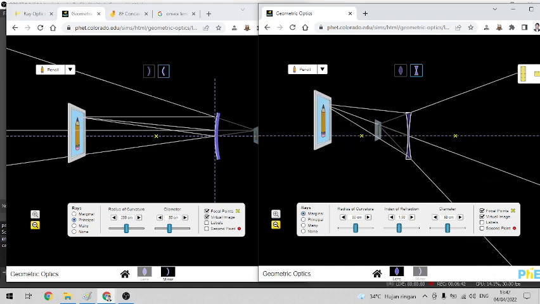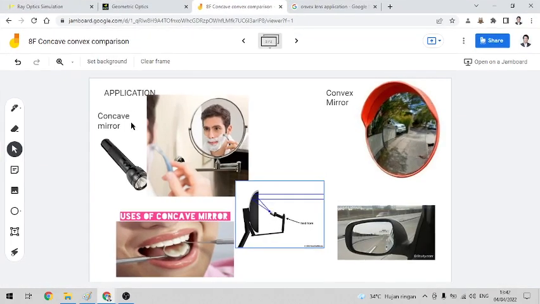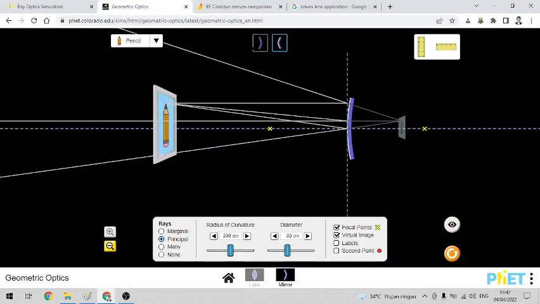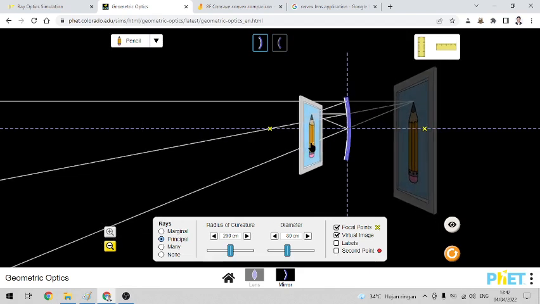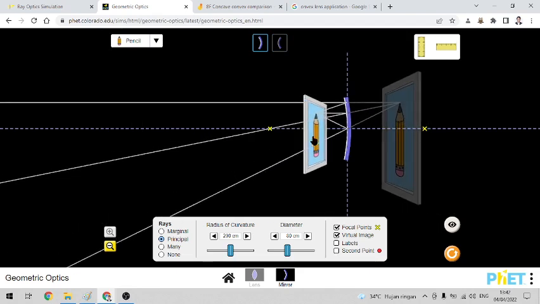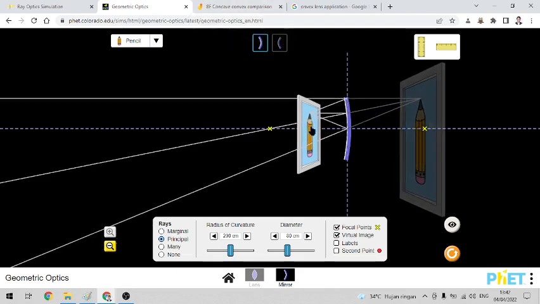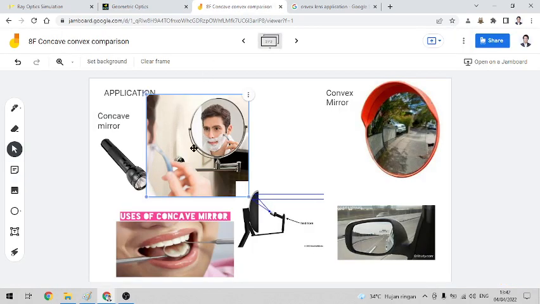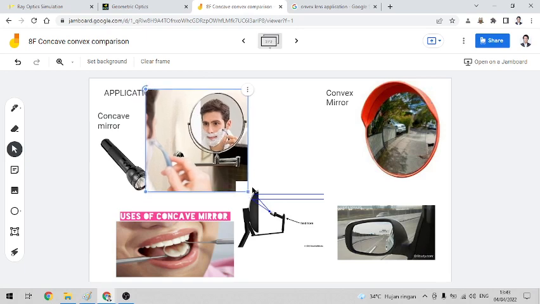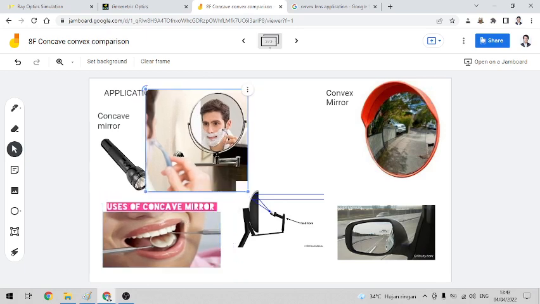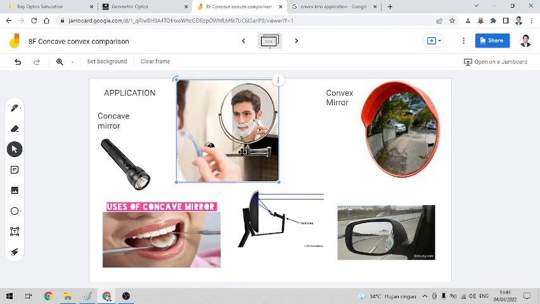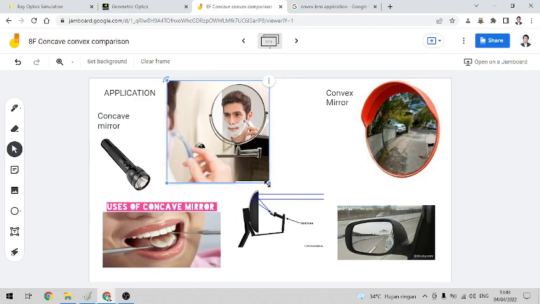So from this characteristic, we can use these tools for a lot of applications. For example, in concave mirror, the image will be bigger and upright, not inverted. We can use this as a magnifying mirror. Magnifying mirror can be used in dentist mirror or makeup mirror. Maybe some of you use this in your room for makeup.